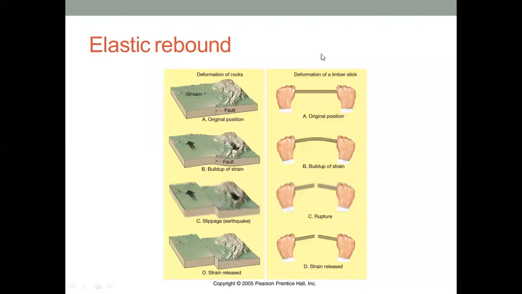On the right side, you can see the example clearly. First, take a stick. This is the original position. Now, if you bend it, the strain will build up at the center, the middle of the stick. At one particular point where the strain developed in the material exceeds the permissible strain level, the rupture will take place. That is the cause of the sudden release of the earthquake energy.